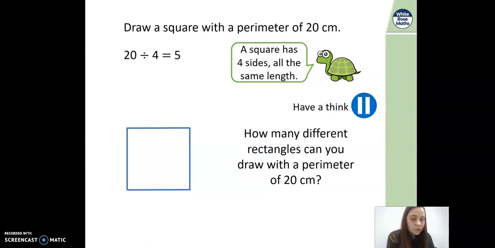So if you want to, you can pause the video and give this a little go. So remember that a rectangle has got two different equal sides. So these sides need to be the same and these sides need to be the same. So have a think what you could do to draw that.